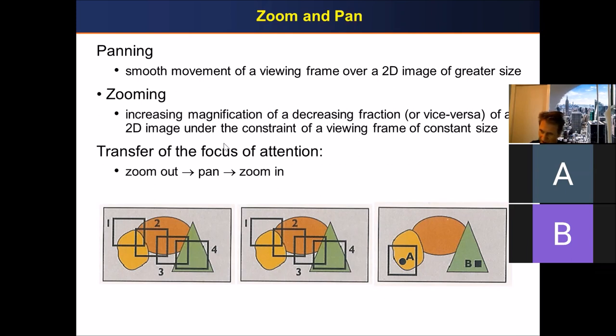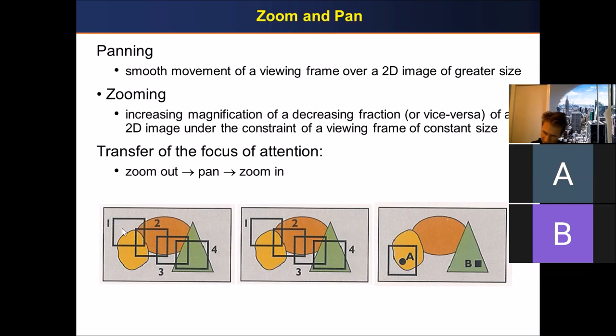This kind of metaphor, zoom and pan at the same time, basically lets you, if you just want to zoom in somewhere and then zoom in somewhere else, right? You have to first zoom out, pan over, and zoom back in, right? Let's say you're zooming in here, you zoom out so you can see where you are, so you know where you're going, right?